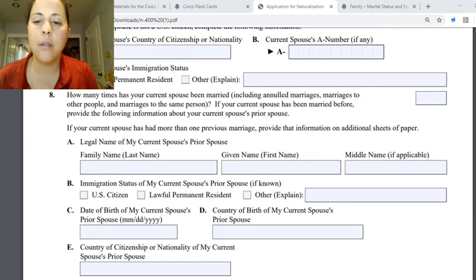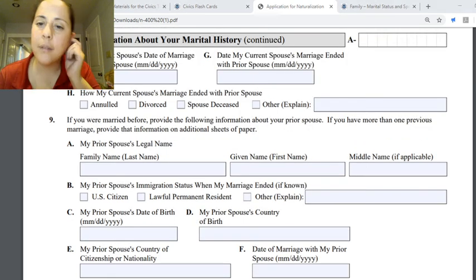Okay. So let's pretend that Mr. Tanaka has never been married before, only one time with Mrs. Tanaka. Okay. So if you have only married once and your spouse has only married once, you only have to fill it out once. Okay, you don't have to fill out previous. All right, that looks good. So let's take a break, and when we come back, we will practice civics flashcards. Okay, thank you, class.